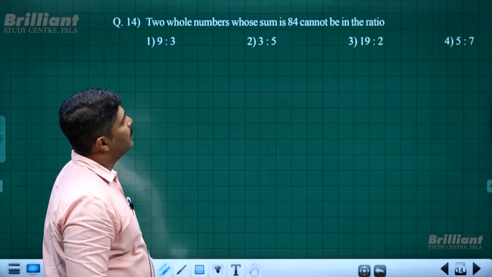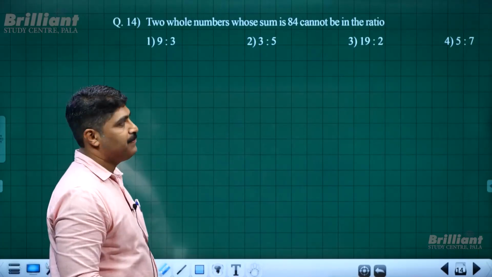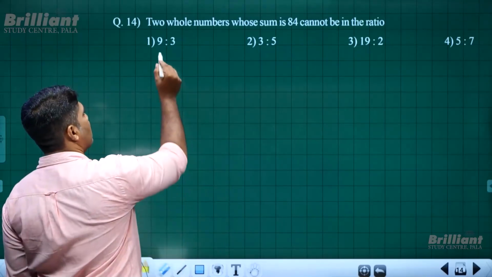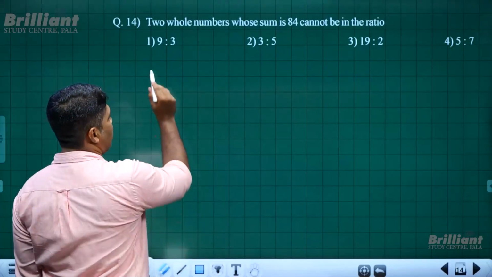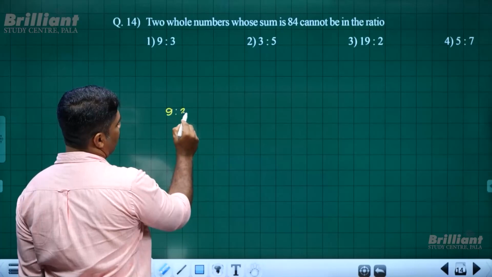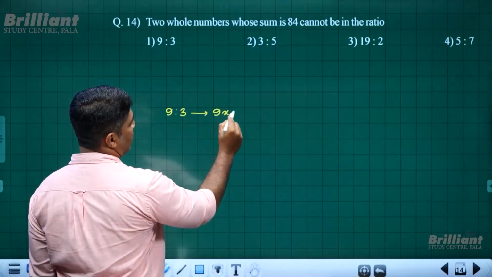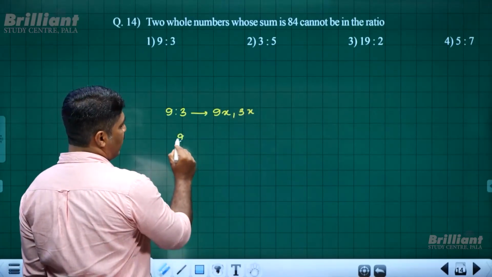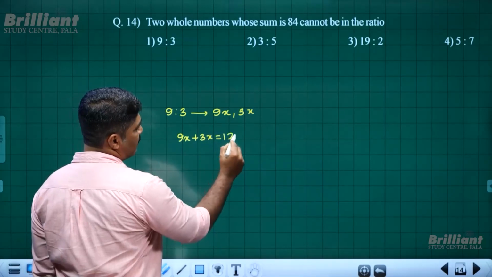Two whole numbers whose sum is 84 cannot be the ratio. So what is the logic there? Suppose we just consider this 9:3. Is it possible? Let the ratio be 9:3. What is the logic there? We are considering the numbers as 9x and 3x. What is the sum of 9x and 3x? 9x plus 3x is equal to 12x.